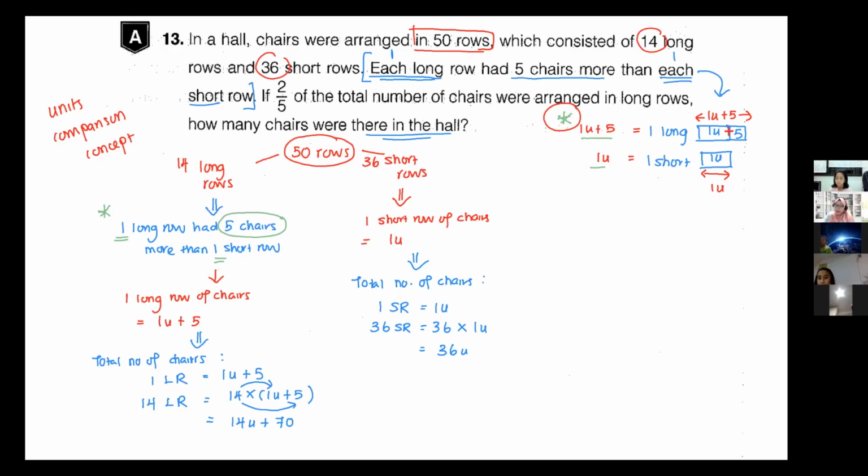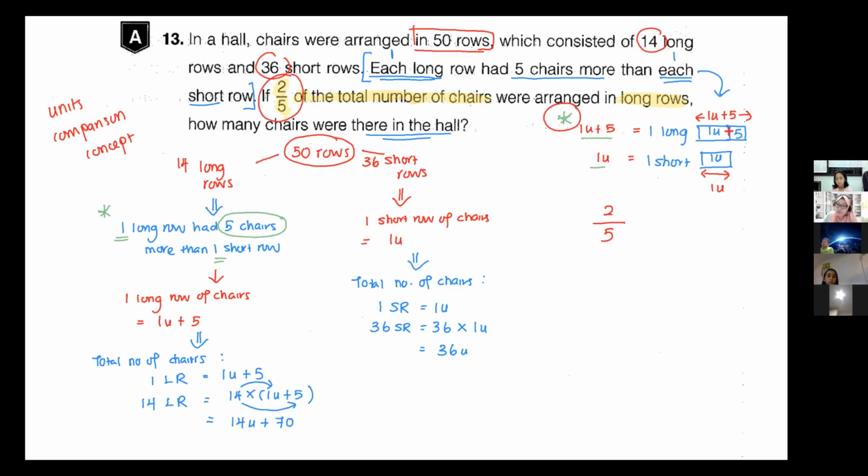Okay. But if you continue with the question, they don't stop there. The question carries on. They say that if 2/5 of the total number of chairs were long rows, very important information that I highlighted in yellow, very, very important. So I take out my fraction, and then I want to work with it. 2/5. This is the fraction from the question.